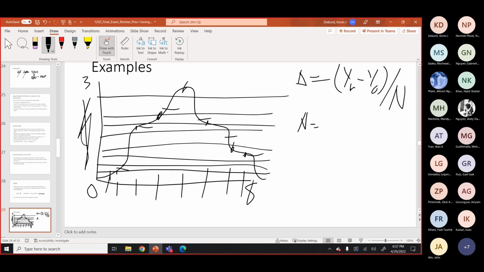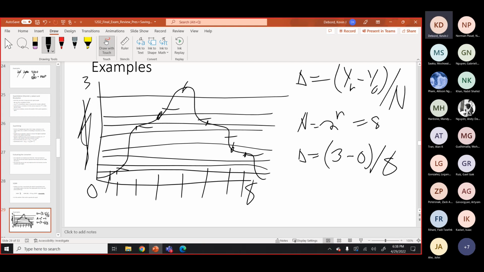Do you guys remember? It is in the slide right above this, I think. It's 2 to the power of n. So what would that be? 8, right? 2 to the power 3 is 8. Okay, so then that means our delta is going to be what? 3 minus 0 over 8. I can't do that in my head. Okay. Yeah, 0.375. That's a good deal.